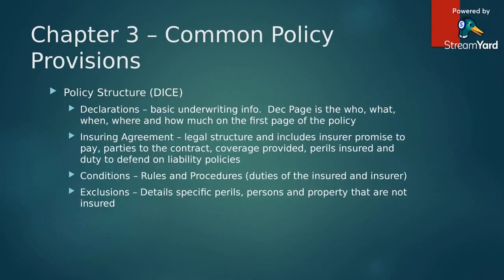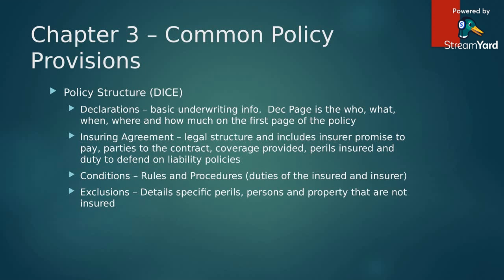Property and Casualty Initial Insurance Licensing, Chapter 3. This is going to be Common Policy Provisions. First, we start talking about the policy structure, and an easy way to remember that is the acronym DICE. The D in DICE stands for declarations.